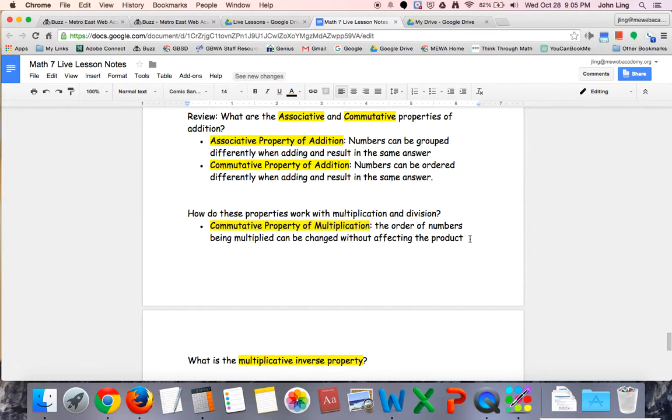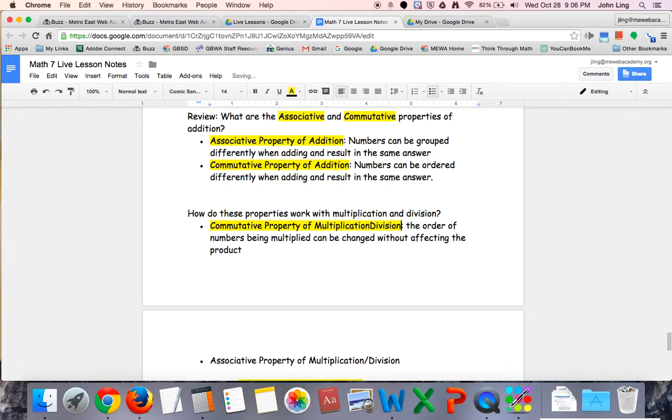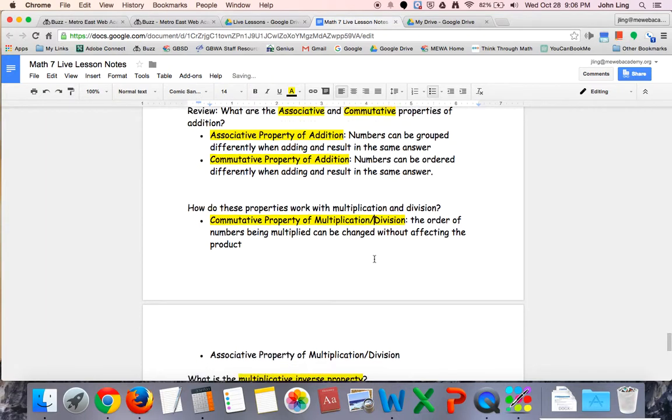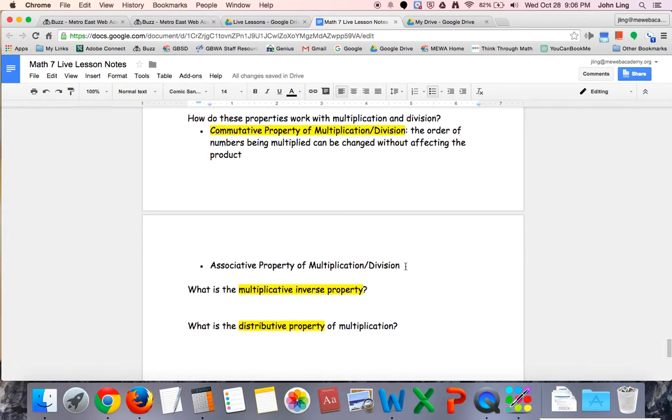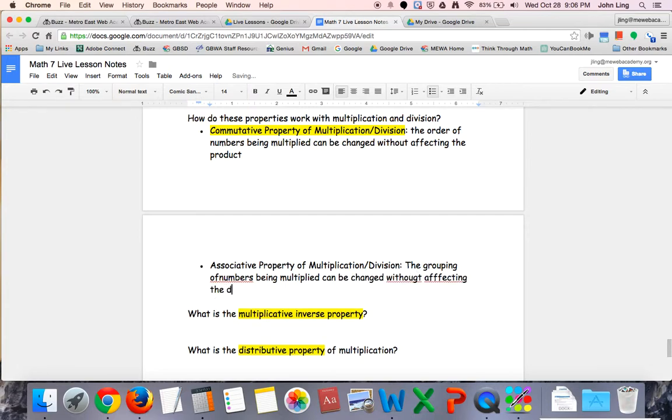We can move things around when we're multiplying and get the same answer. And the associative property of multiplication, and this works for division too. I should put both, multiplication and division, because it does work for both. The associative property says that the grouping of numbers being multiplied can be changed without affecting the product.